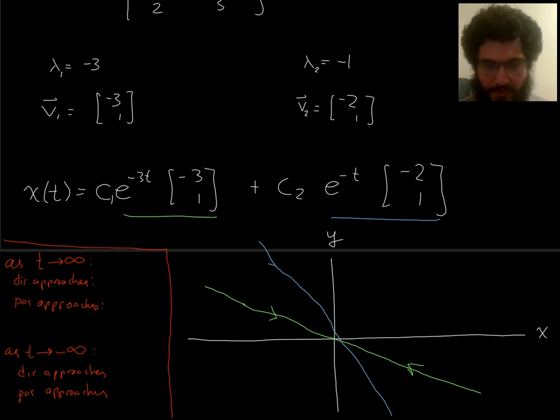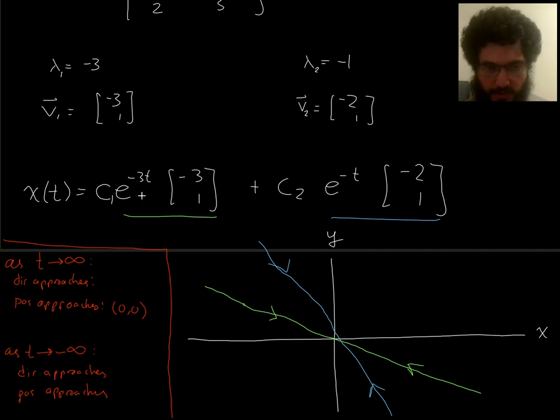And towards the future, you go towards the origin. It's because of this e to the -t. This decays as t goes to infinity. And towards the past, you're coming in from far away, right? So if I send t to -infinity, then this term blows up. So as t goes to infinity, the position actually approaches the origin, right? Because both terms are approaching the origin.